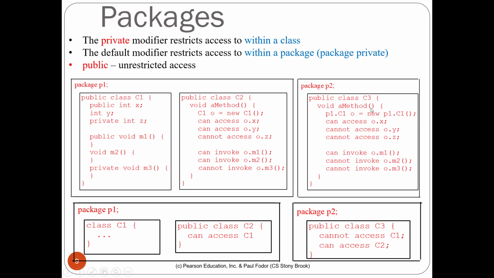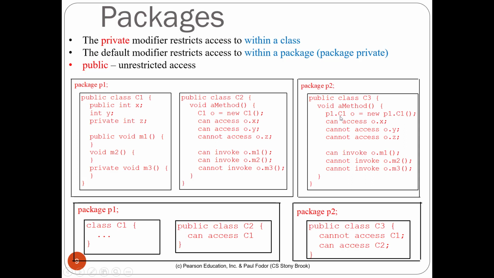Now in package P2 we have a class, just one class, C3. And what do we have in C3? We have a method, just like the method that we had in C2 class. What are we doing here? We created an object O. What's the type of the class for O? It's C1 class. Now look at it, how did we use C1?